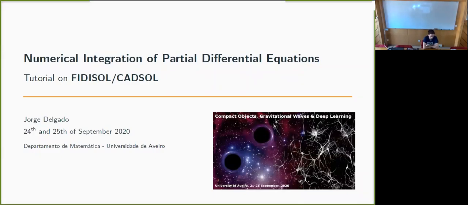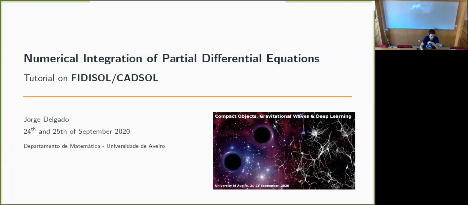Yesterday we talked about CADSOL. I mentioned the basic ideas of how it works, and we also used this solver to try to obtain a numerical solution of a paired black hole. For that, we use Mathematica to obtain the equations, the boundary conditions, and to print everything in a Fortran file. And with that, we copy everything to a Fortran file so that we can run it.